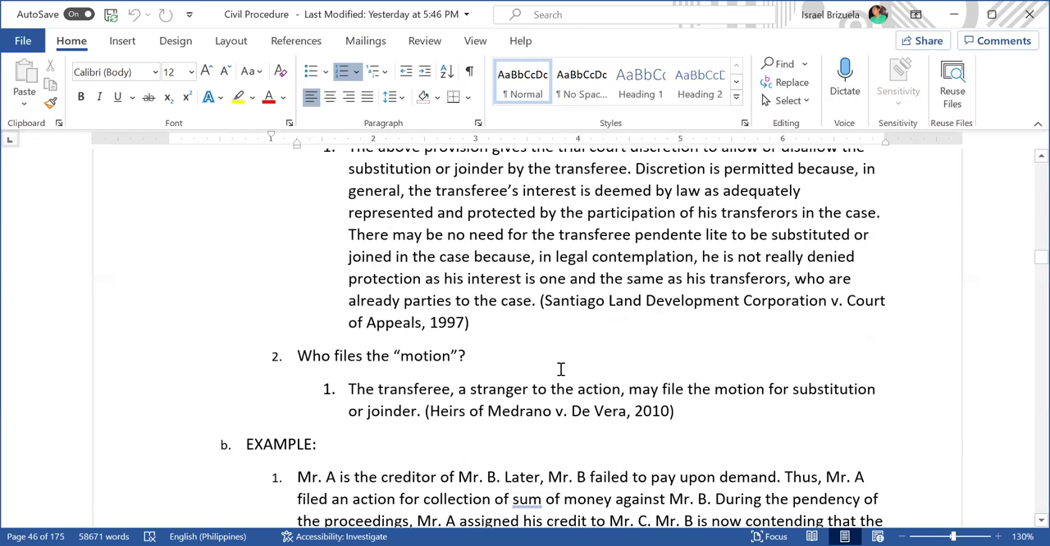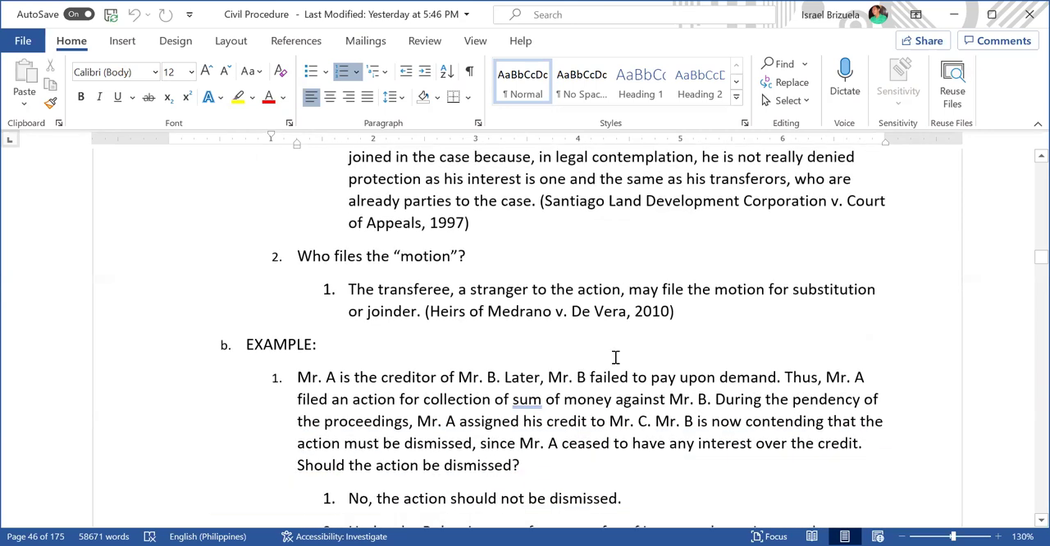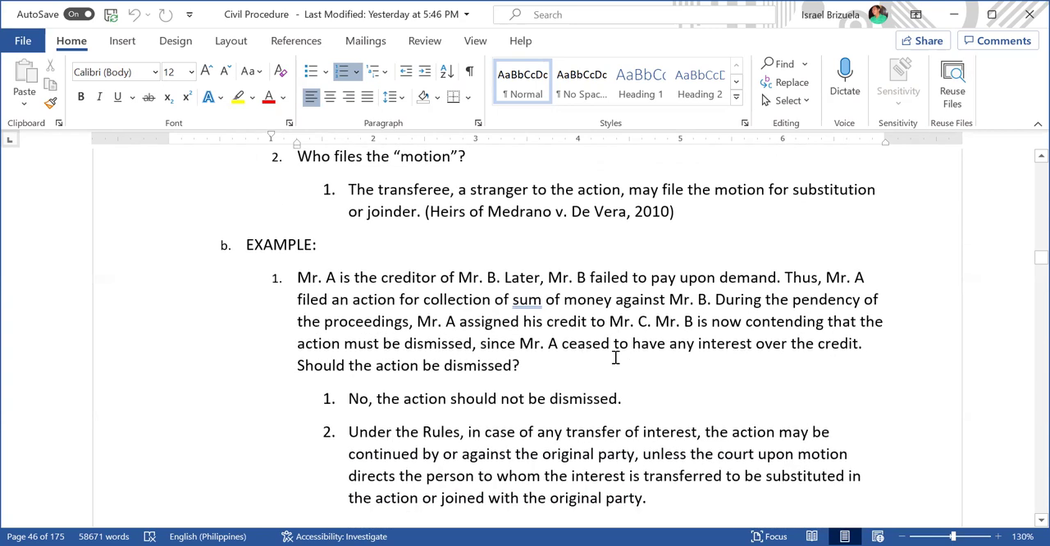Who files the motion? The transferee, a stranger in the action, may file the motion for substitution or joinder. So, Heirs of Medrano versus De Vera in 2010. So, example, Mr. A is the creditor of Mr. B. Later, Mr. B failed to pay upon demand. Thus, Mr. A filed an action for collection of sum of money against Mr. B. During the pendency of the proceeding, Mr. A assigned his credit to Mr. C. Mr. B is now contending that the action be dismissed since Mr.